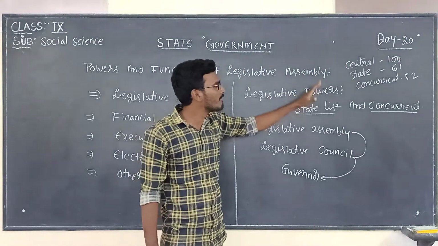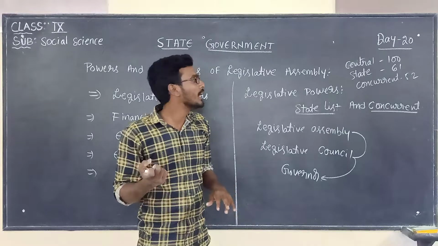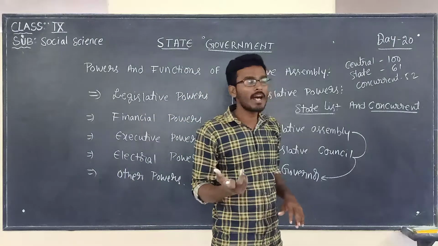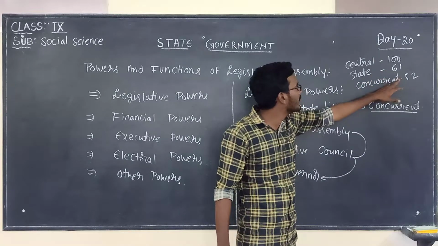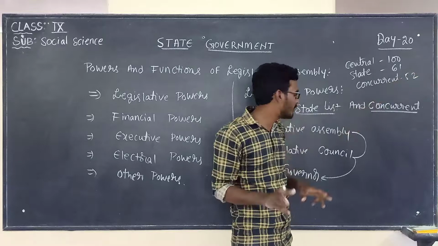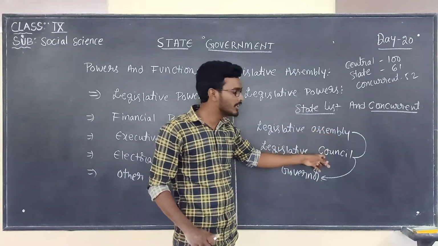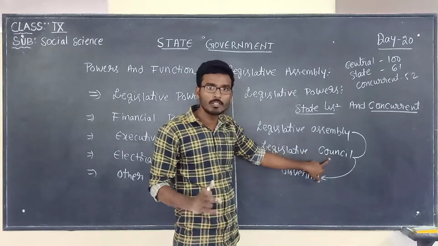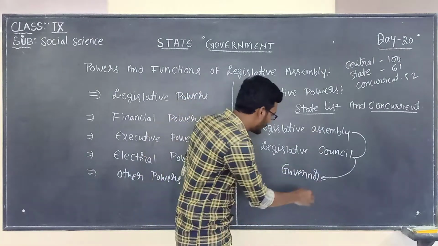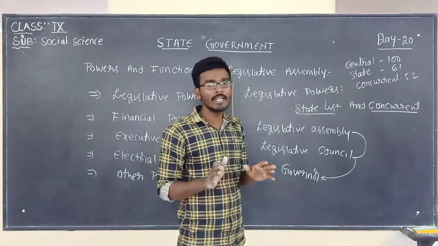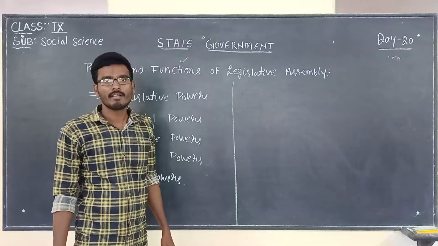The legislative assembly enjoys more powers compared with the legislative council. It will make laws on subjects like the state list, 61 subjects, and the concurrent list, 52 subjects. First of all, the state assembly should approve that bill, and after that it will be sent to the legislative council, or the legislative council should approve it and it will be sent to the legislative assembly, and finally for the approval of the governor. This is a major thing that comes under the legislative powers of a legislative assembly.